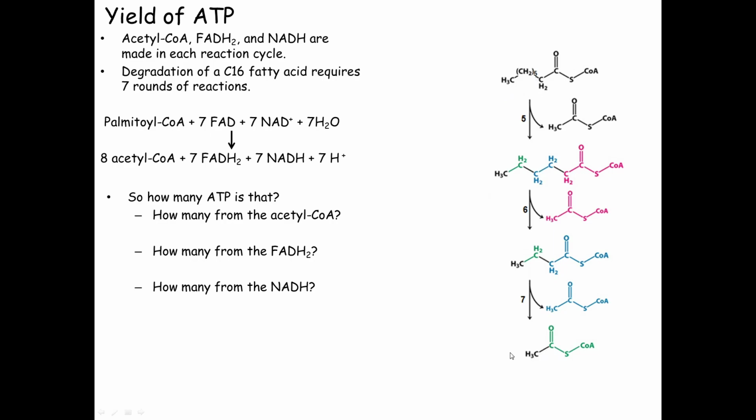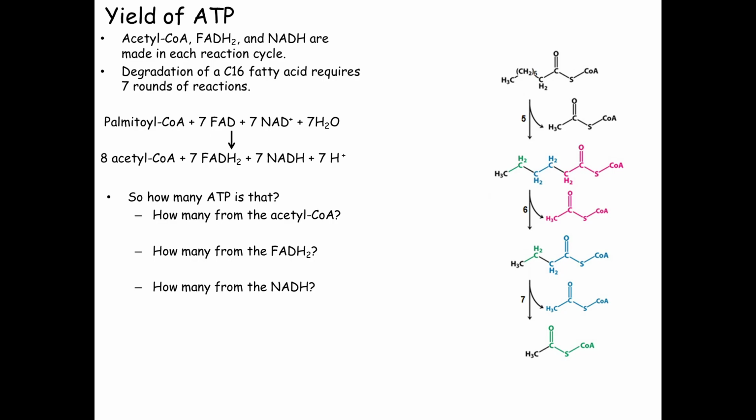But I don't need to do an 8th round because look at my final product. It is an acetyl-CoA. It's only 2 carbons long. So for a 16 carbon fatty acid, I don't do 8 rounds. I do get 8 acetyl-CoAs, but I only did it in 7 rounds.